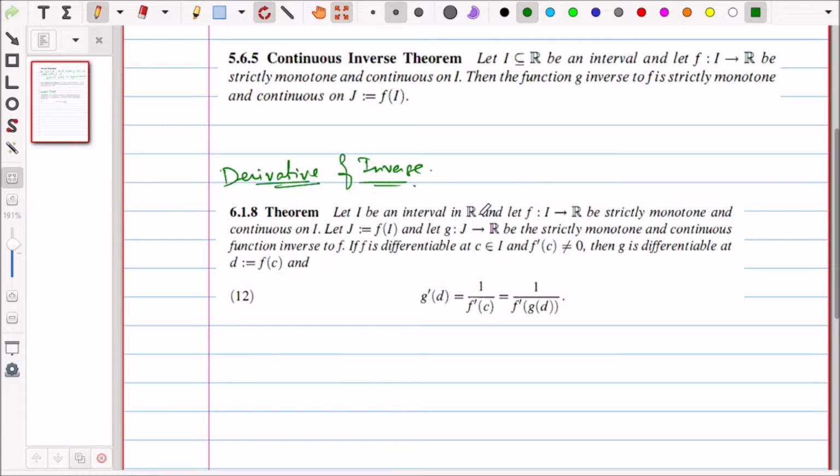What it says is that if you have a function f on I which is strictly monotone and continuous, and g is the inverse of f, then we know by the continuous inverse theorem that g will be strictly monotone and continuous, the function inverse to f. Now what this theorem says is that if f is differentiable at c and its derivative is non-zero, then our function g will be differentiable at f(c), and its derivative is given by g dash of f(c) is equal to 1 by f dash c. The derivative of g at f(c) is given by 1 by f dash c. Is it fine?